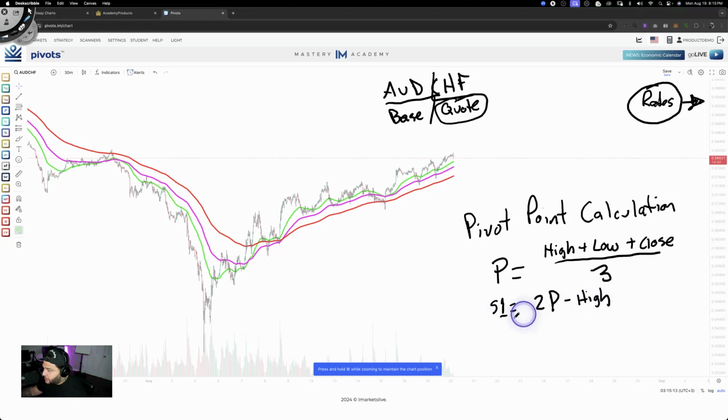All right, so this is support 1. Okay, resistance 1. This is going to be 2P minus the low. All right, so 2 times the pivot point minus the low. That's going to be R1. All right, S2. This is support 2. All right, this is going to be P minus the high minus low in parentheses. Okay. And for R2, which is resistance 2, all right, it's going to be P plus high minus the low in parentheses.